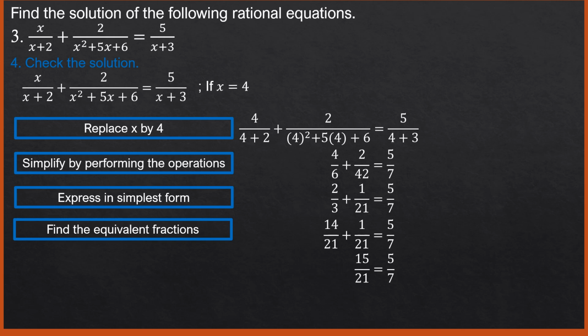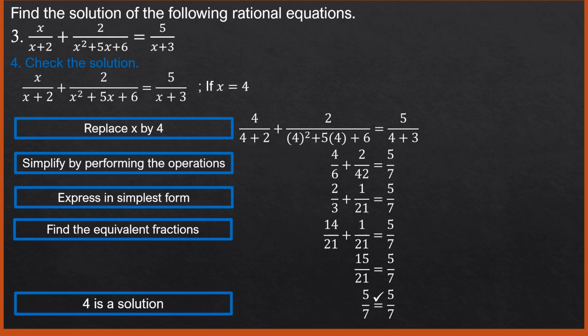Then simplifying it, we have 15 over 21 is equal to 5 sevenths. Reducing it to its lowest term, we have 5 sevenths is equal to 5 sevenths. And since this is a true statement, we can say that 4 is a solution.